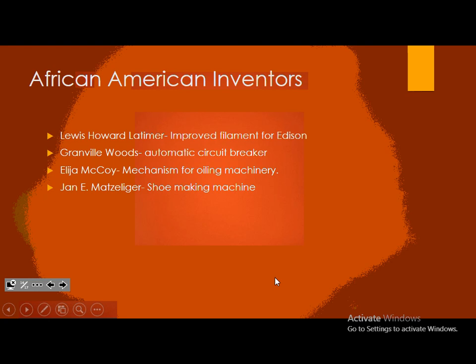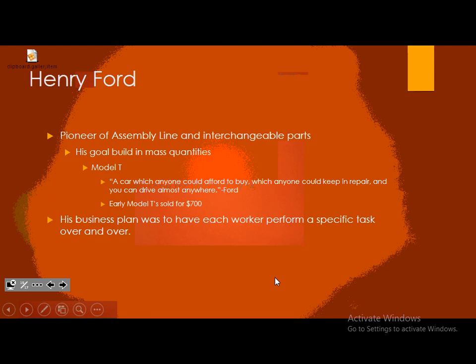And Elijah McCoy came up with a system for oiling machinery. When we're thinking about people inventing things, a lot of times they worked around this and all of a sudden thought, hey, this would make my job a lot easier. What if we did this? So people are trying to invent things sometimes to be lazier. Same with Jan Matzeliger. He came up with a shoemaking machine. Previously, shoes were made by hand, but his machine was going to streamline the process. And if we can make it a lot easier, the price of things will go down.